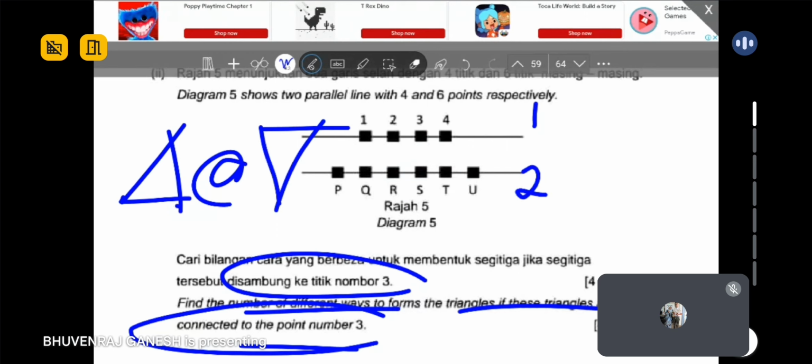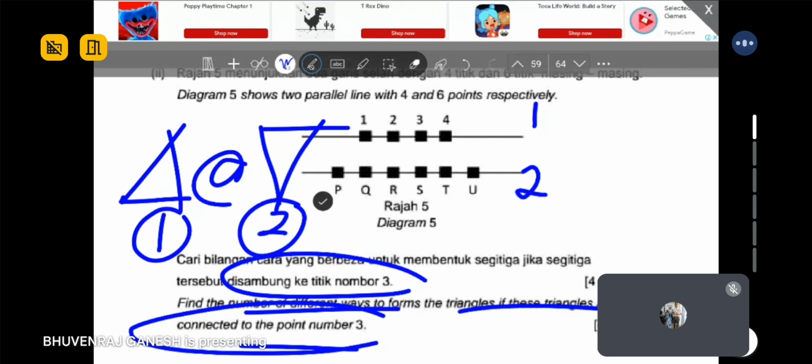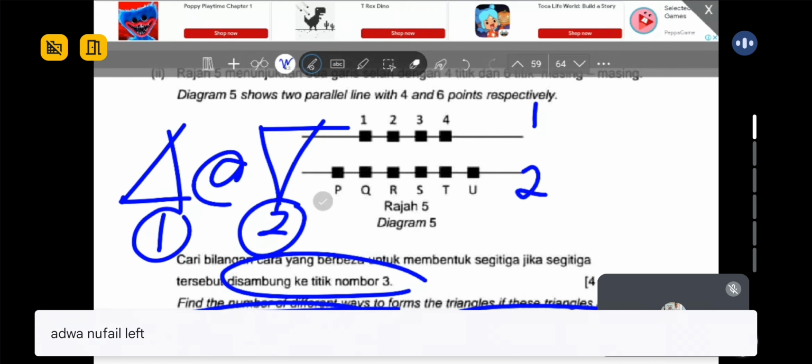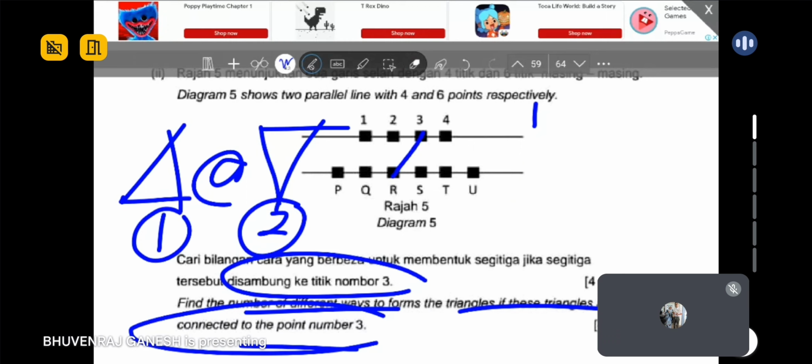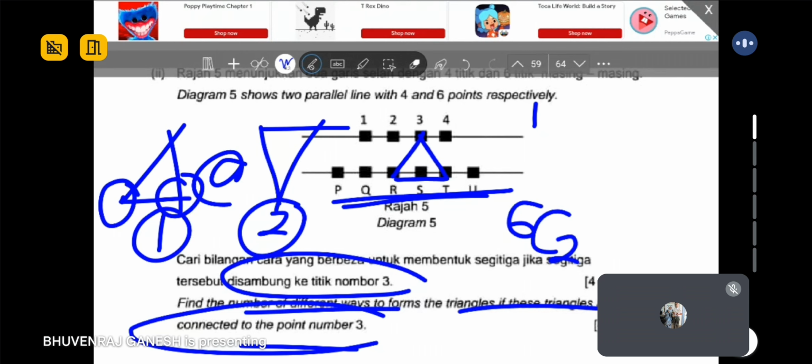Okay, so now I'm talking about the first method over here. First method, second method. Faham tak? So I want to do the first method now. Kaedah yang pertama. Okay, so I start with number 3 and then saya kena connect dengan 2 titik. Betul? I need to choose 2 points at the bottom. So guys, kamu ada 6 titik ke bawah. So you can take 6C2. Am I right? Okay, total 6, pilih 2.